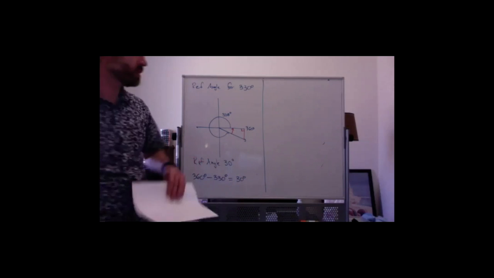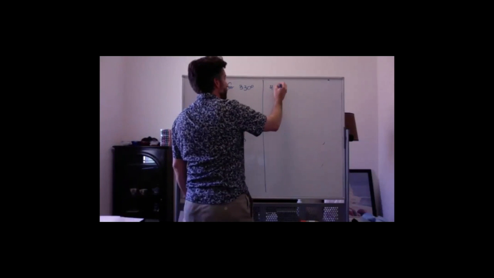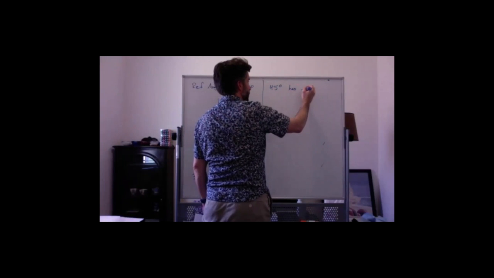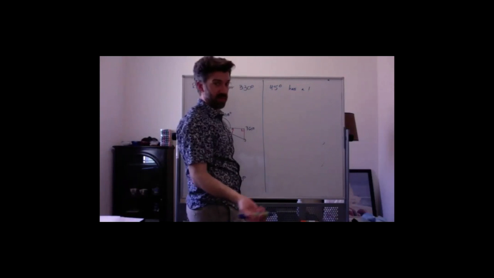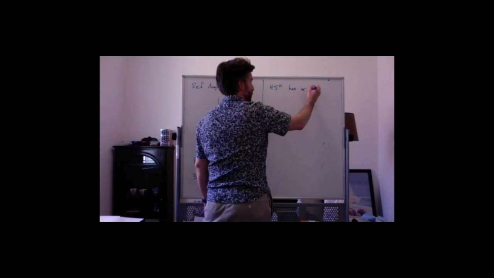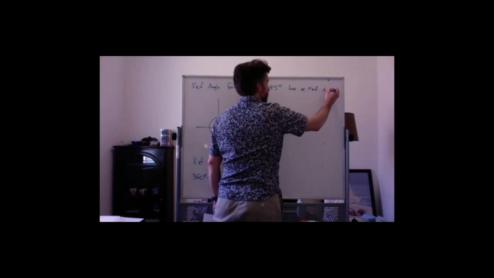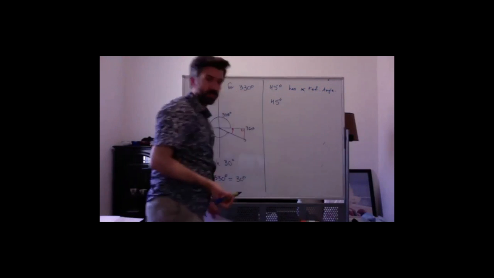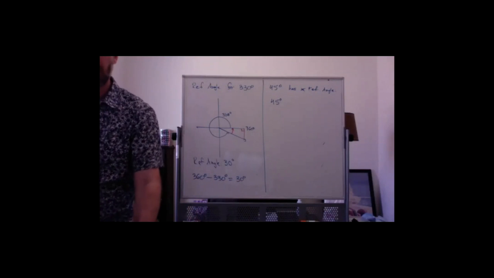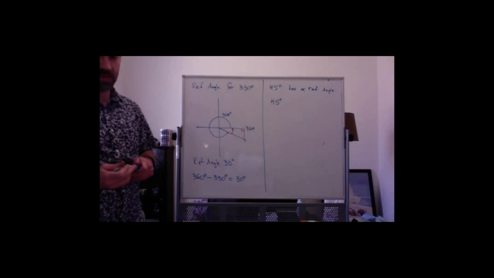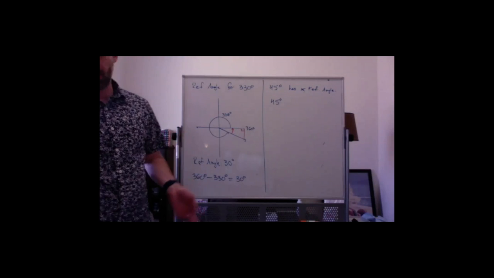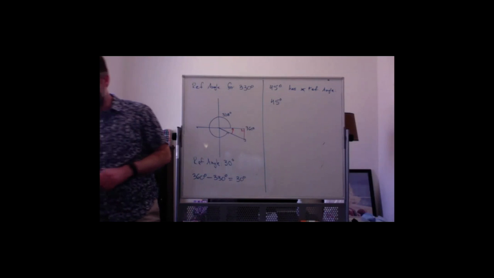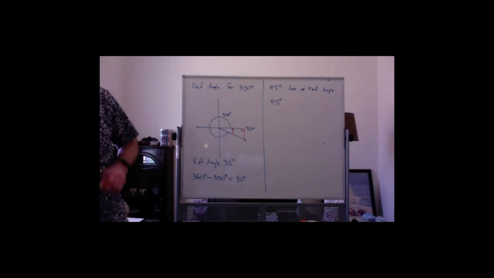Couple other examples. 45 degrees has a reference angle. I shouldn't say that, there's only one reference angle for any angle. 45 degrees has reference angle 45 degrees. So an angle that's already acute, that's between 0 degrees and 90 degrees, is already a reference angle.